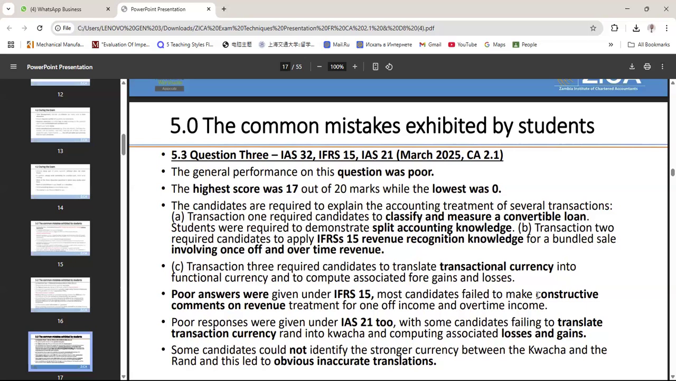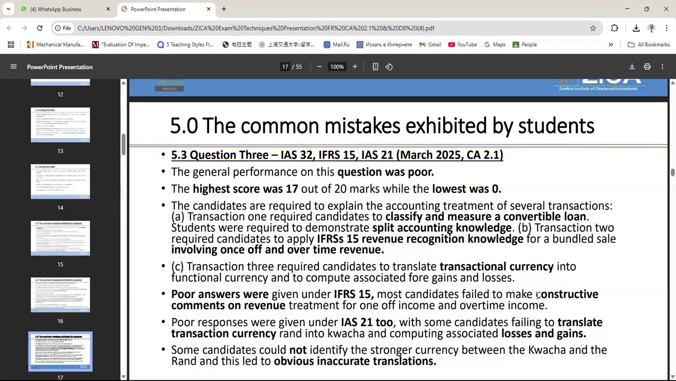functional currency, which is the currency of the primary economic environment in which an entity operates. Another area is monetary items and non-monetary items. So when you are translating for the first time, both monetary items and non-monetary items use the exchange rate when you transacted. But subsequently, if it's a monetary item, you keep on retranslating and you compute a gain or loss. Then if it's a non-monetary item using historical cost, those are not retranslated.